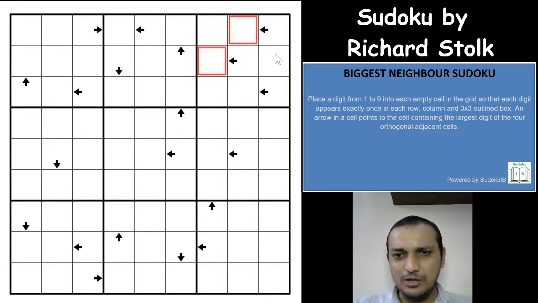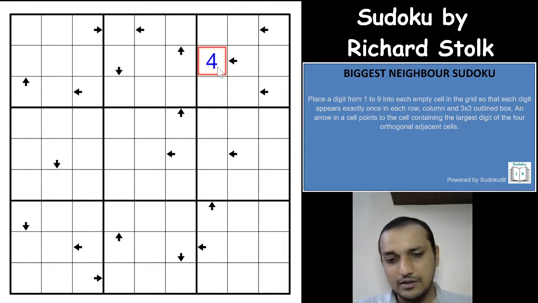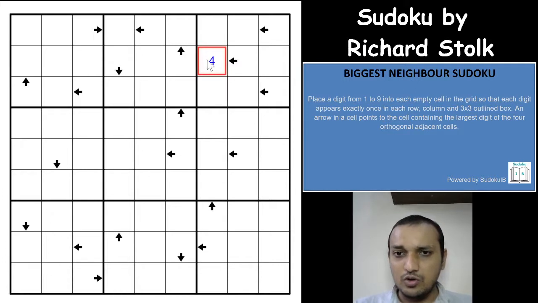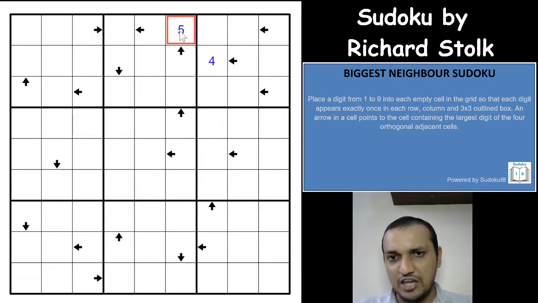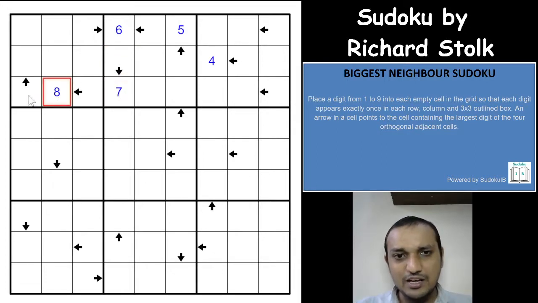If you see here, what is the minimum digit possible out of these 4 cells? The minimum is 4, right? I'll write that as a smaller digit. Now what is the minimum digit possible for this arrow? It can be 5. For the next arrow it can be 6. For this arrow it has to be 7. For this arrow it has to be 8. And for this arrow it has to be 9.